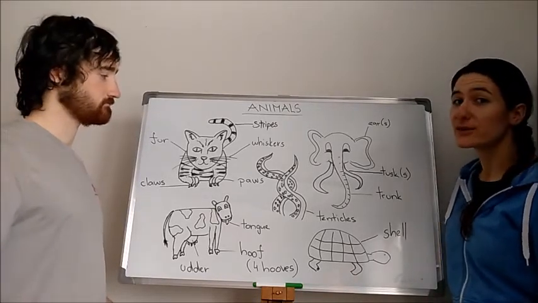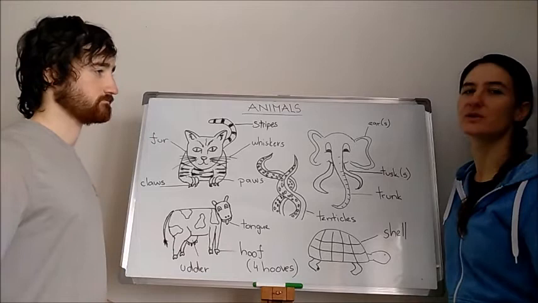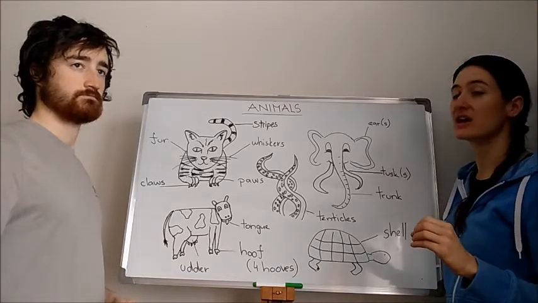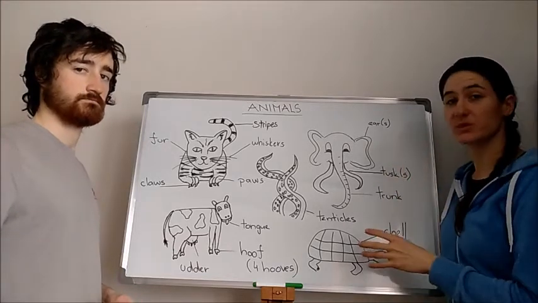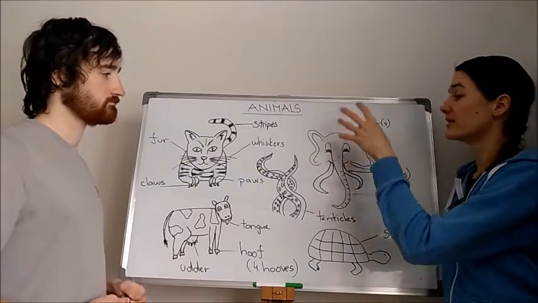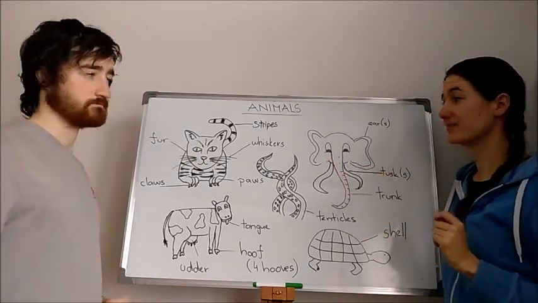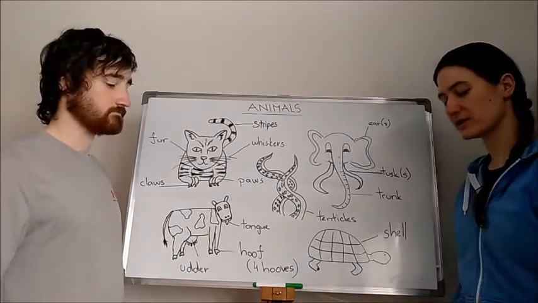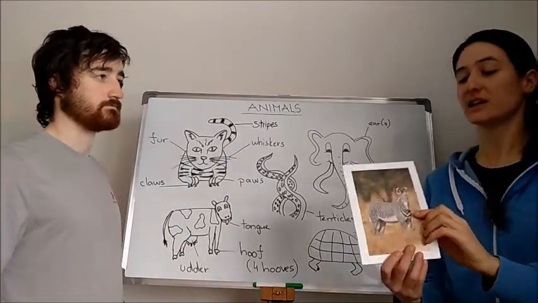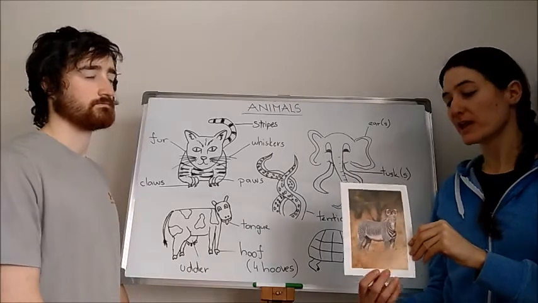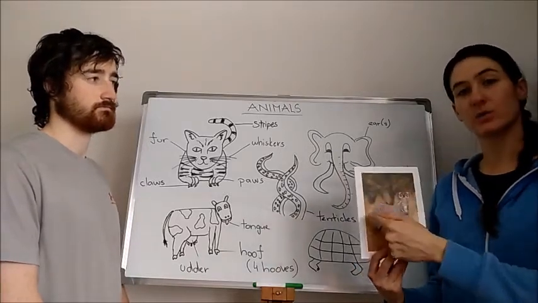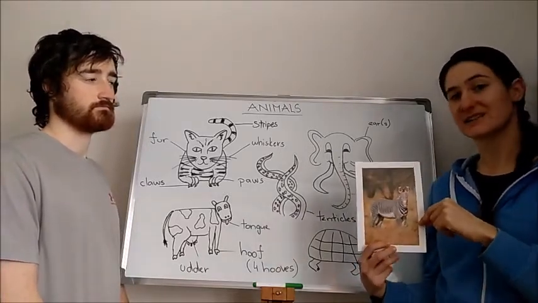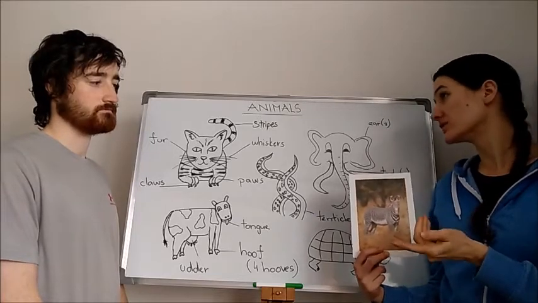And now we'll have a look at how to describe animals, what adjectives we can use with the particular animals and also with the parts of the body. So, for example, we'll have a look at a zebra. So this is a zebra. And if you want to describe the animal, you can say that a zebra is quite a large animal.